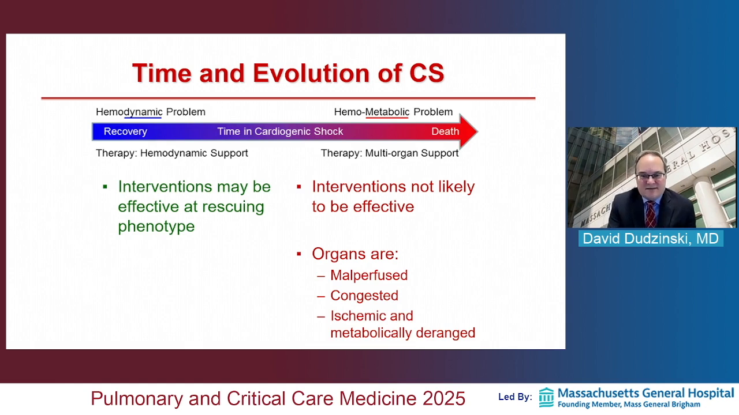So I want to emphasize there is a time urgency in cardiogenic shock. When the patient presents, it is a hemodynamic problem, and it is amenable to hemodynamic interventions. Once cardiogenic shock has been persistent for a certain amount of time, organs are becoming malperfused, they are congested due to visceral congestion, and they're ischemic and having metabolic derangements. And so at some time when we switch along this time axis from blue to red, we're losing the ability for our hemodynamic interventions to have a beneficial impact. This emphasizes the time importance of recognizing cardiogenic shock and deploying modalities.